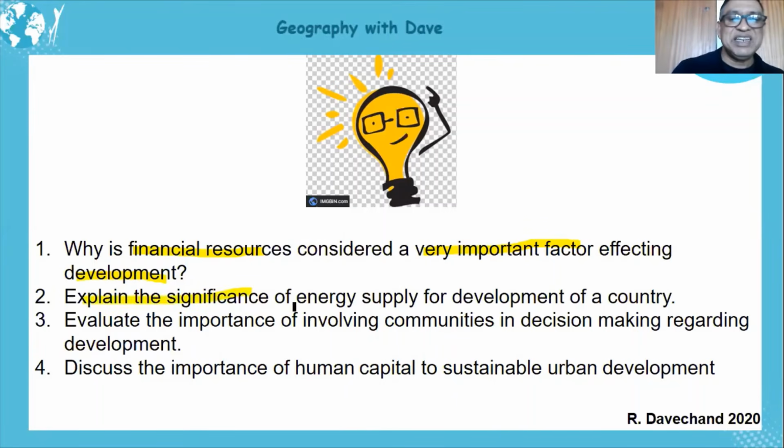Okay, explain the significance of energy supply for the development of a country. Obviously, what does energy supply do? It allows for manufacturing, allows for machines, allows for harvesters to work with the fuels. All right, it provides lights, power supply. Okay, and if you do not have these things, you can't have massive production. You'll be just relying on manual labor. Okay, just throwing some ideas around.